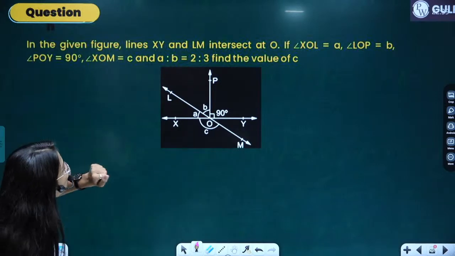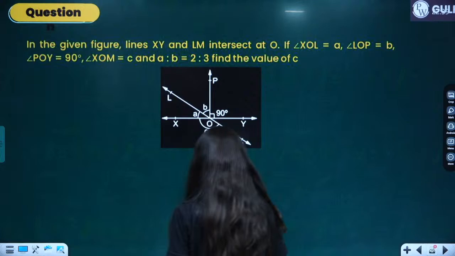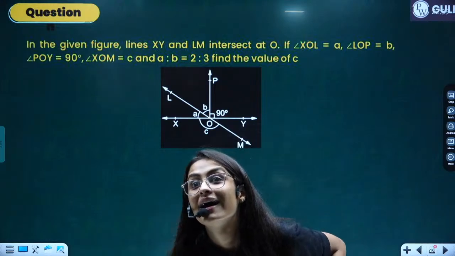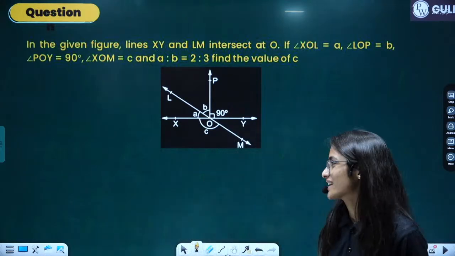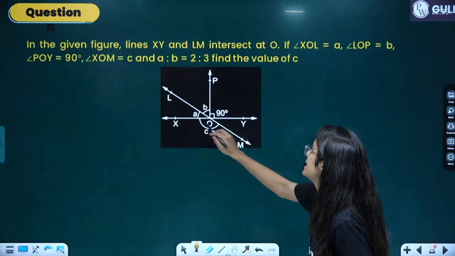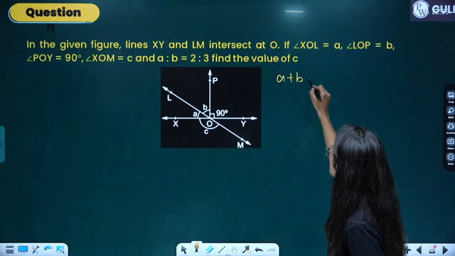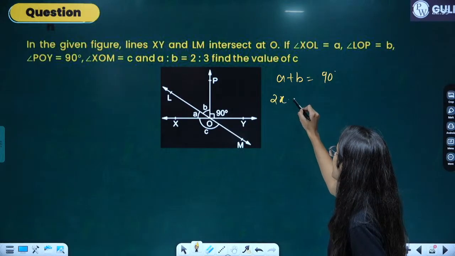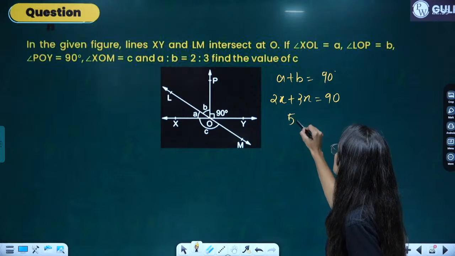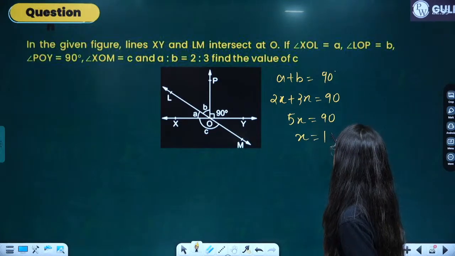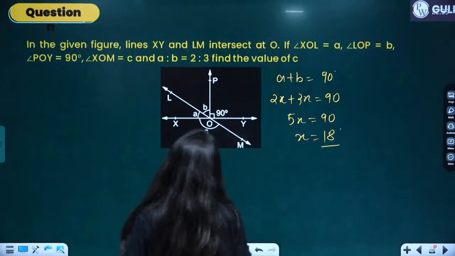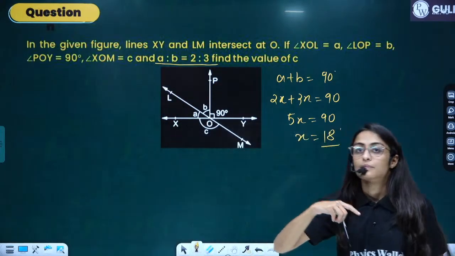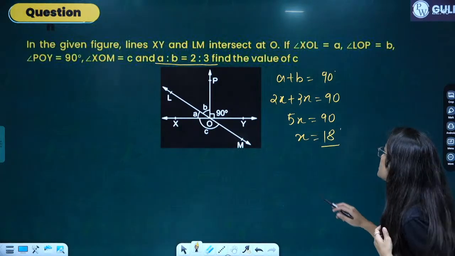Moving with this question, here we need to find the value of C. Now, I'm giving you the hints for this one. Anyone can explain? Okay. So here, can we see that if this is a linear pair and half of it is 90, can we say that A plus B will also be equal to 90, right? But we have A and B in the ratio of 2 is to 3. So A will be, let's say, 2x, B will be 3x, so 5x is equal to 90. So x is equal to 18 degrees.